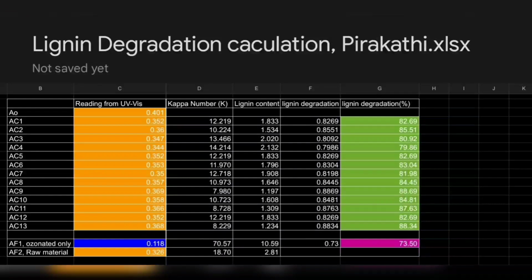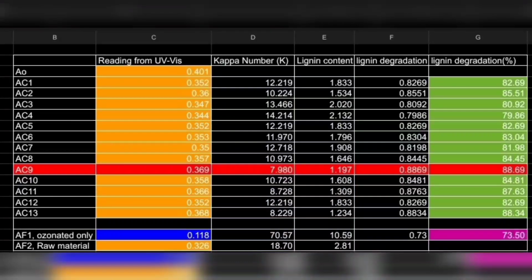The value of A0 is 0.401. The UV-Vis value of only ozonated OPFB is 0.118, and the UV-Vis reading of raw OPFB is 0.326. AC1 till AC13 indicates the value of the runs from the first run till the 13th run. The values of kappa number, lignin content, lignin degradation, and most importantly, the percentage of lignin degradation were also tabulated in the table. And the highest value obtained is for the 9th run.